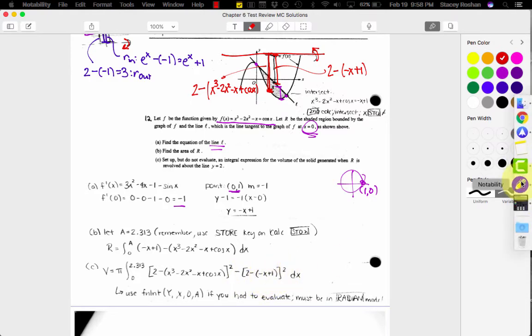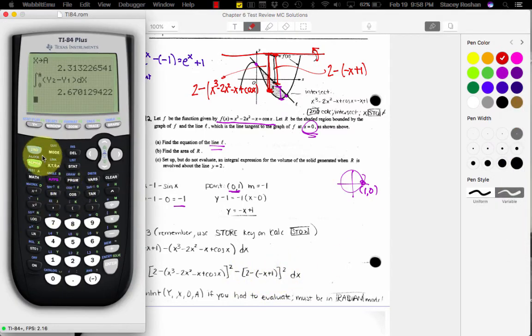If I was doing this on my calculator, this is how I would do it. First of all, make sure that you are in radian mode. You should just be in radian mode for this entire class all the time, always. So I usually just let the pi hang out. I don't deal with it.